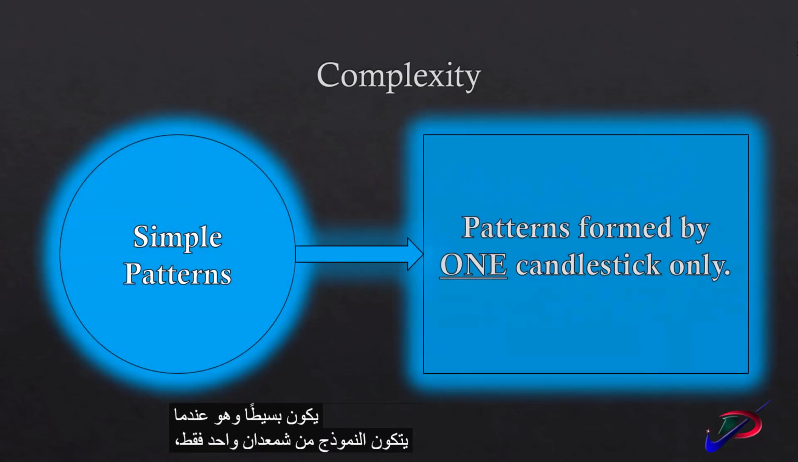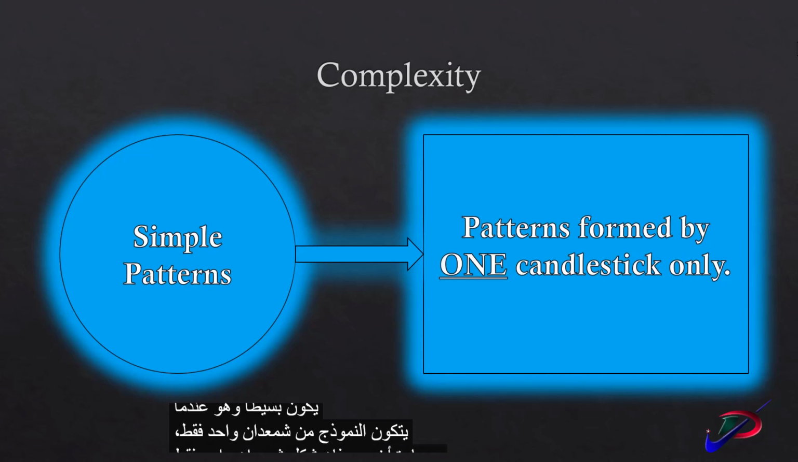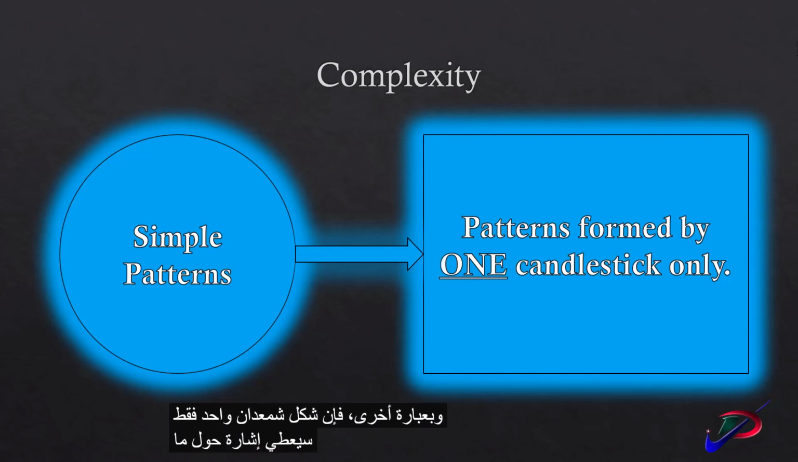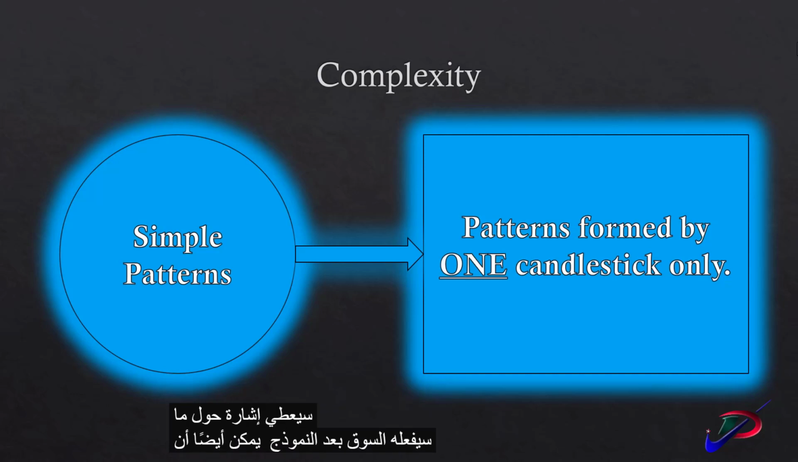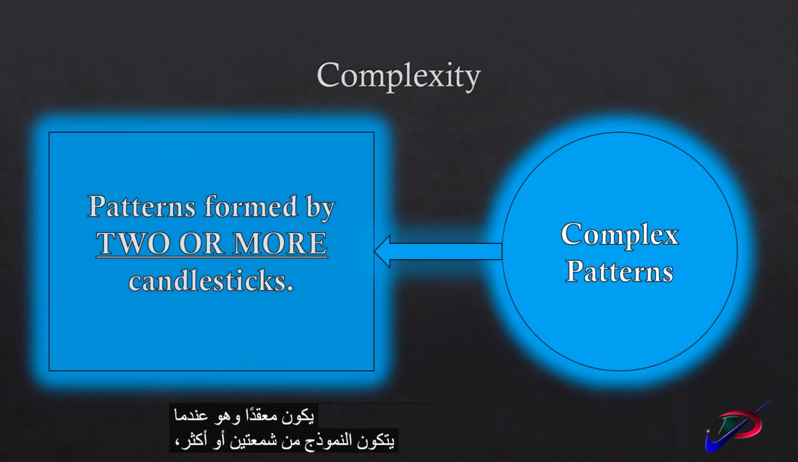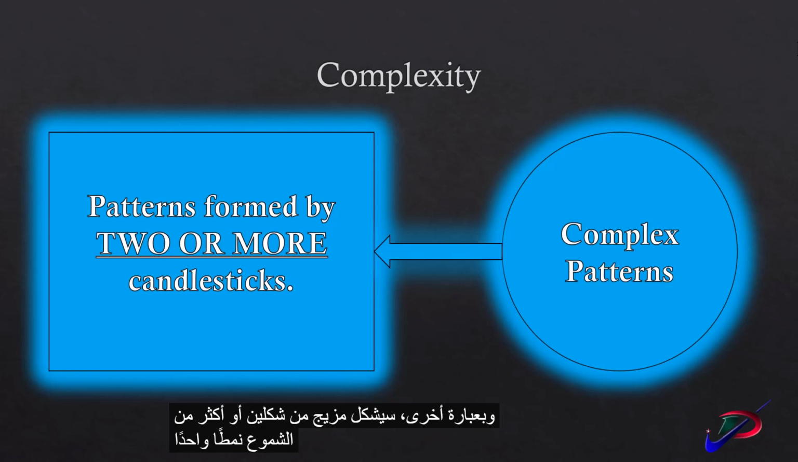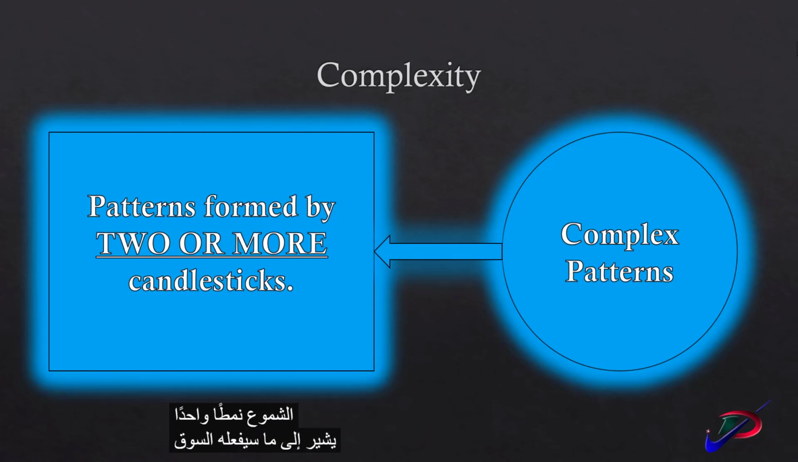A pattern can be simple, which is when the pattern is formed by only one candlestick. In other words, the shape of only one candlestick will give a signal about what the market is going to do next. A pattern can also be complex, which is when the pattern is formed by two or more candlesticks. In other words, a combination of two or more candle shapes will form a single pattern that will signal what the market is going to do next.